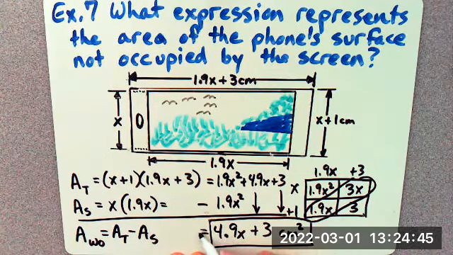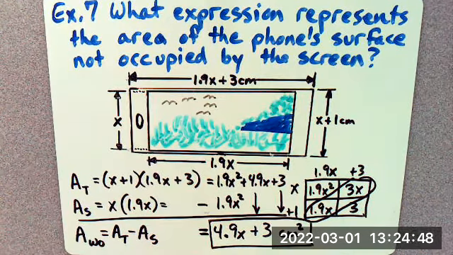So not very much of the phone is not part of the screen. And that's it for multiplying polynomials.